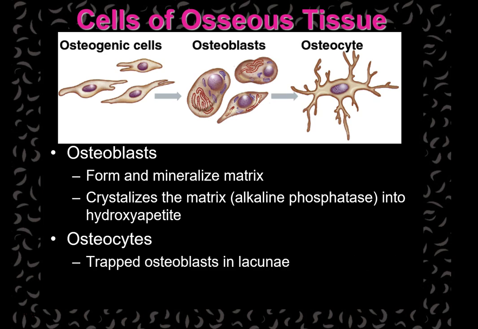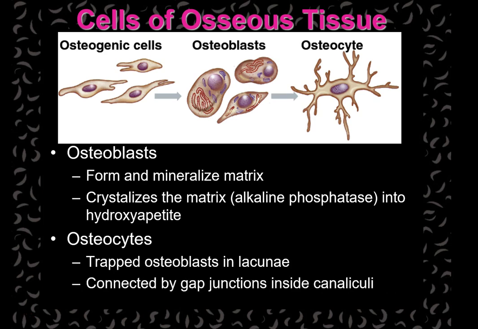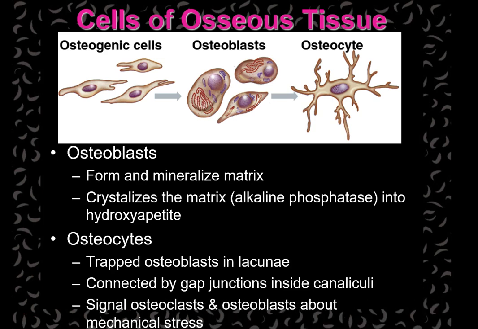Then they'll become osteocytes. The osteocytes become trapped in what are called lacunae, or little caves. And then from there, they'll signal each other through little tunnels, little gap junctions that were left behind called canaliculi. And they'll talk to the other blasts and or clasts that we haven't talked about yet about what kind of stress is being put through the bone and what needs to be done.